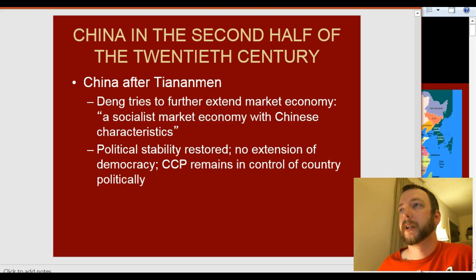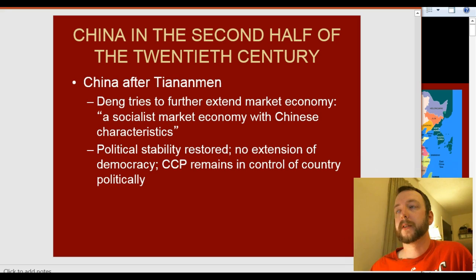and after the problems at Tiananmen Square, the protests at Tiananmen Square, Deng tries to further extend the market economy. So we get this socialist market economy that has Chinese characteristics, meaning that it's sort of totalitarian in nature. There is political stability restored afterwards, but there is no extension of democracy, so the protests kind of fail to change the Chinese government. The Communist Party remains in control of the country politically, even to this day.